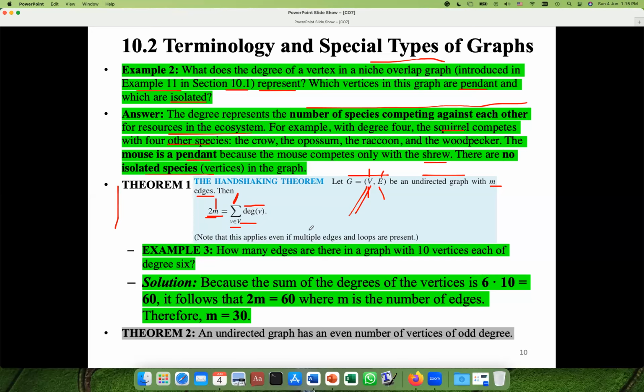And it is written that if you have multiple edges or loops in the graph, even then it is true. Even then this handshaking theorem is true.